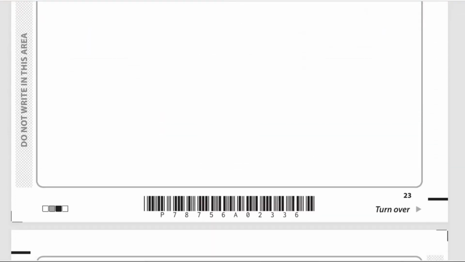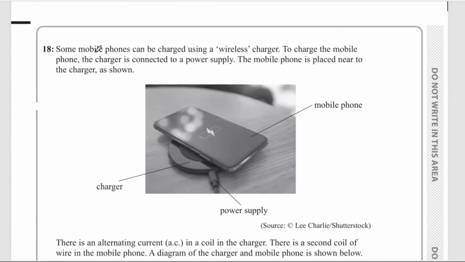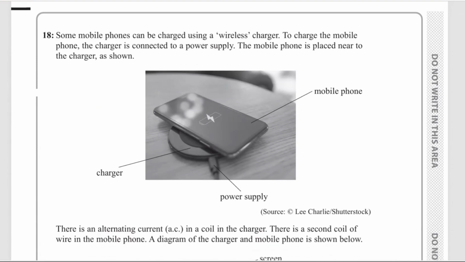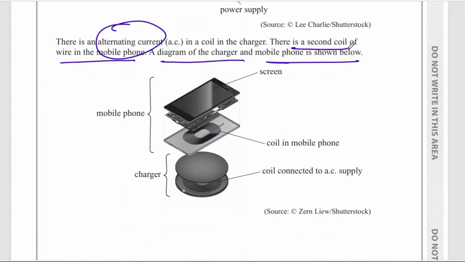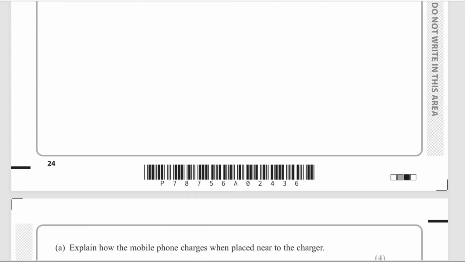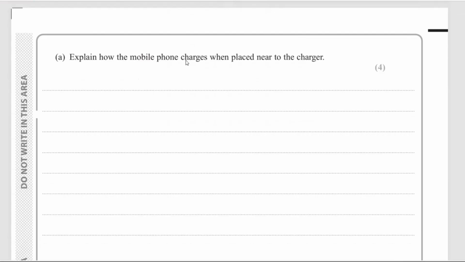Now we've got the next question, and that is going to be question number 18. Some mobile phones can be charged using a wireless charger. This is just about wireless charging, the provision of alternating current in the coil. There is a second coil of wire in the mobile phone. The diagram of the charger and the mobile phone is shown below, something like this. Explain how the mobile phone charges when placed near the charger.